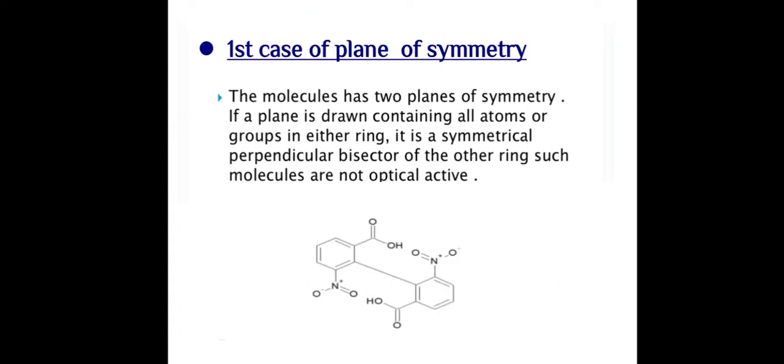So, the first case of plane symmetry. The molecule has two planes of symmetry. One plane is around, containing all atoms or groups of either ring. It is a symmetrical perpendicular bisector of the other ring. Such molecules are not optically active.